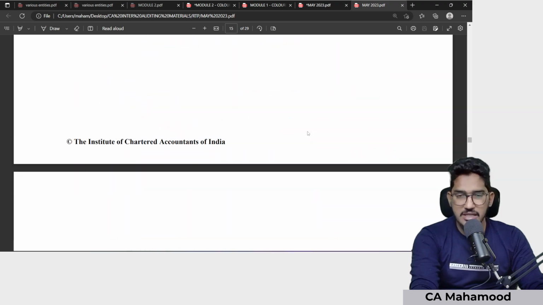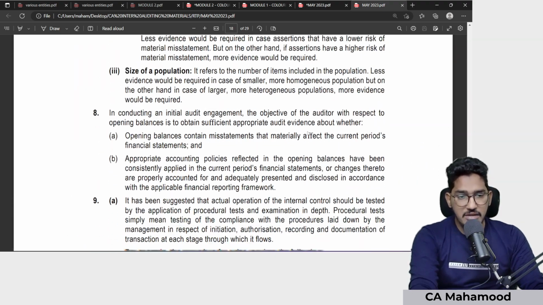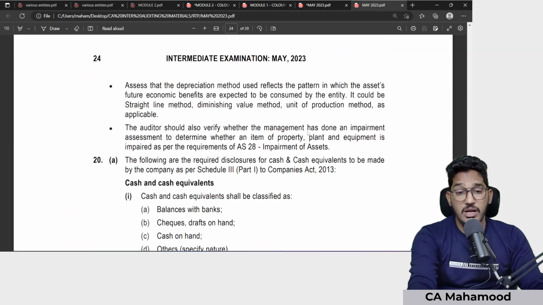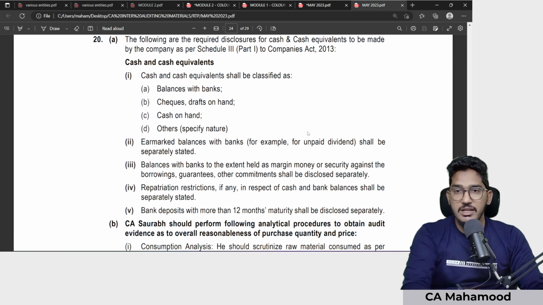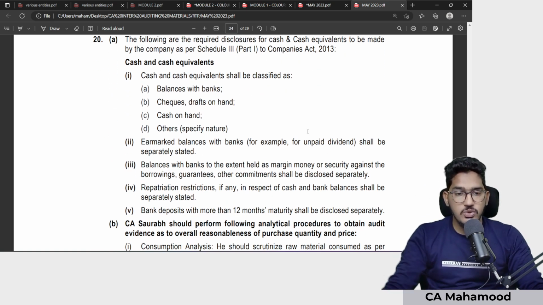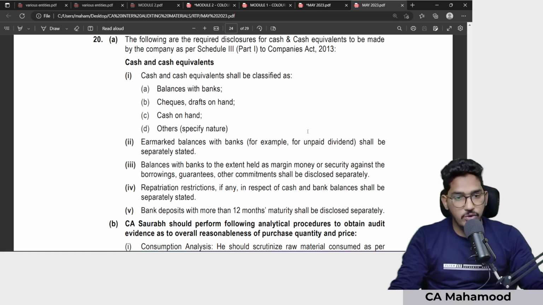Disclosure requirements. In recent times the importance is increasing. They are very frequently asking about disclosure requirements rather than audit procedures. So here we have disclosure requirements. Cash and cash equivalents should be divided into 4 categories. What is the balance with the banks? Separately that we have to show. Cheques and drafts on hand separately, cash on hand and others.